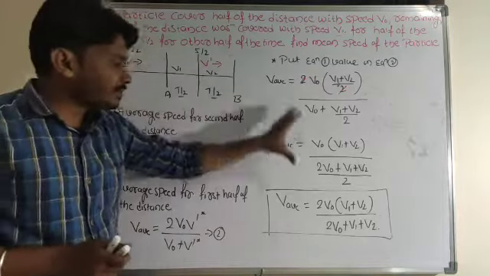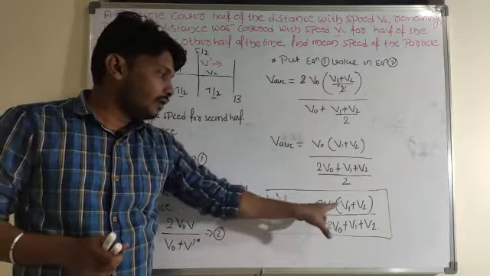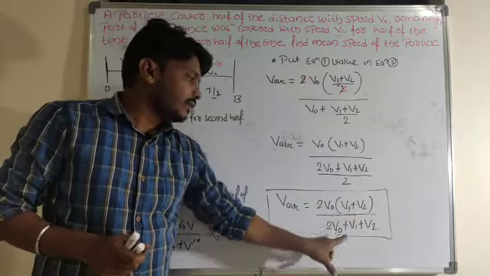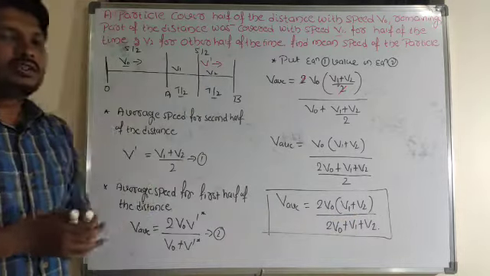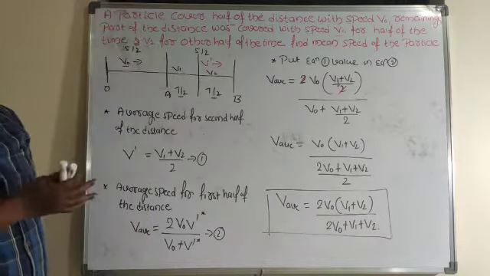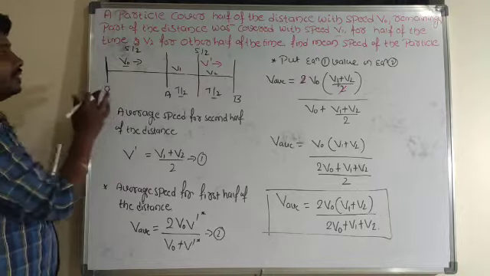So after simplifying, I got that average speed value. Average speed is equal to 2 V0 into V1 plus V2 divided by 2 V0 plus V1 plus V2. Related to this application, they will give a question like this. So let me take the values.